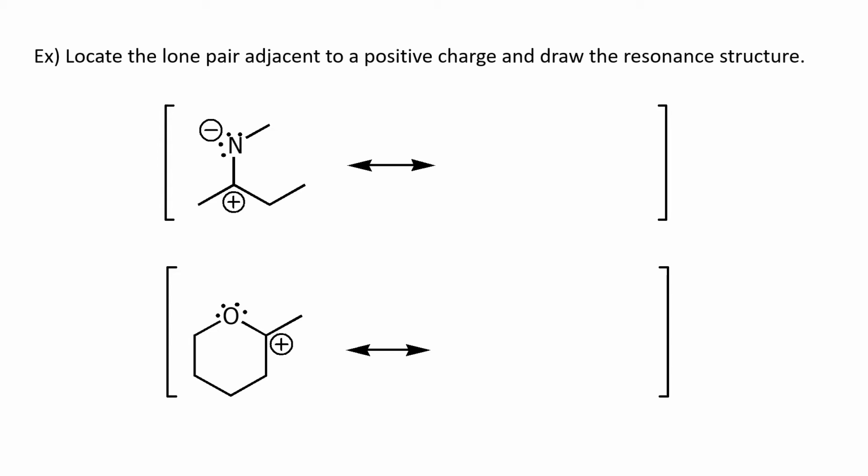Hopefully you were able to give this one a shot. We're looking for a lone pair that's adjacent to a positive charge. So here's our lone pair that's adjacent to a positive charge. In this pattern, we draw the arrow, tail of the arrow is on the atom. The head of the arrow points to the adjacent bond. And we can see that that lone pair has now become a pi bond.